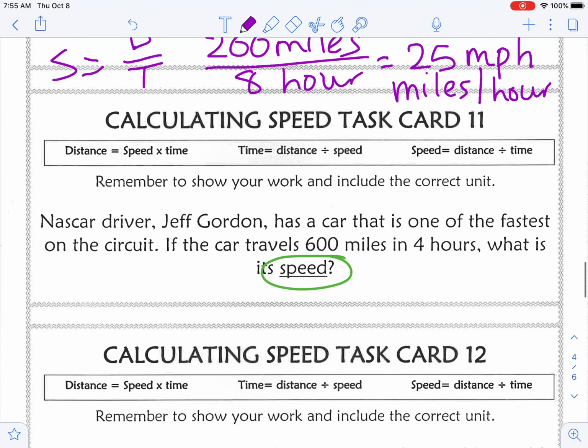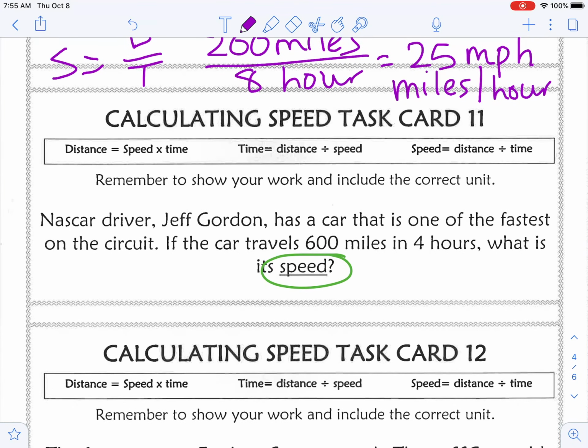All right. NASCAR driver Jeff Gordon has a car that is one of the fastest on the circuit. If the car travels 600 miles in 4 hours, what is its speed? All right, so I'm calculating for speed, so I'm going to write my triangle out so that I can cover up my S, and I can see very clearly what my formula is. So what is the distance? The distance is 600 miles.